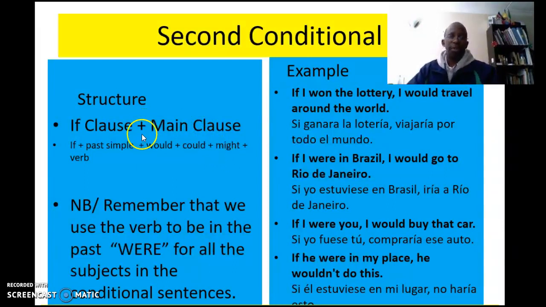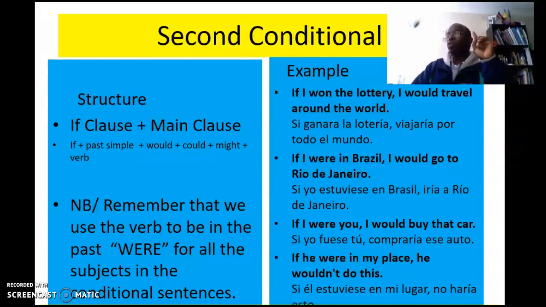That means that in the if clause, we need to have the past simple. In the main clause, we need to have either would, could, or might, because it's a possibility. Then plus the verb.